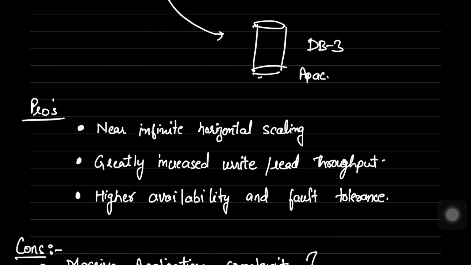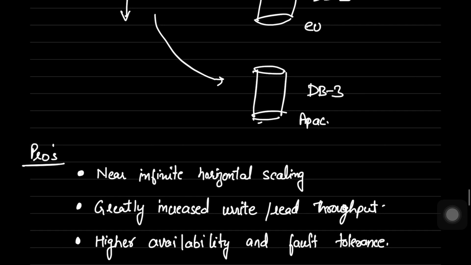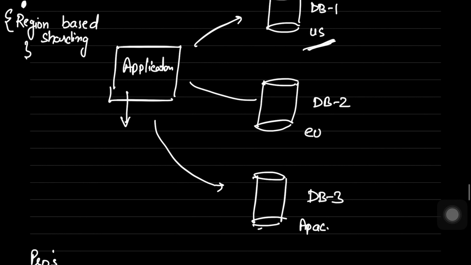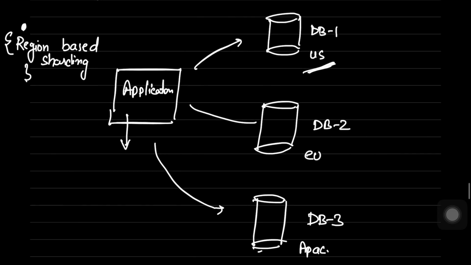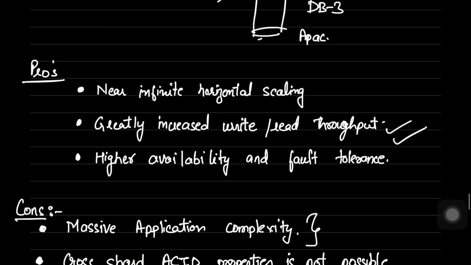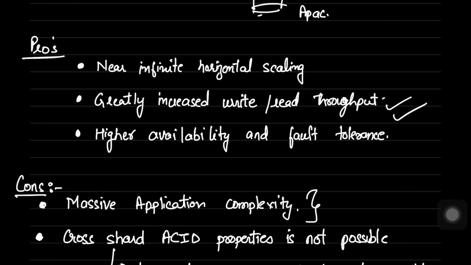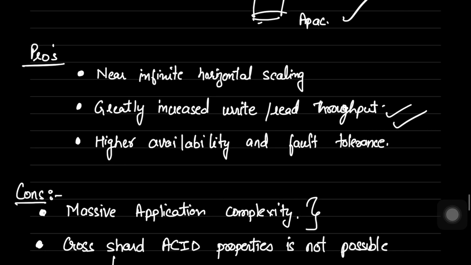But there are a lot of advantages as well. Obviously, there is near infinite horizontal scaling. You can add as many write database instances as you want, but eventually you also deal with rebalancing and all those things. It greatly increases the read write throughput because you only have to talk to a specific database instance based on which region it is. It has higher availability because if this database goes down, your app will not go down entirely, it will only go down for the US region, right? It will still work for the EU region and APAC region. So it gives higher availability and fault tolerance.